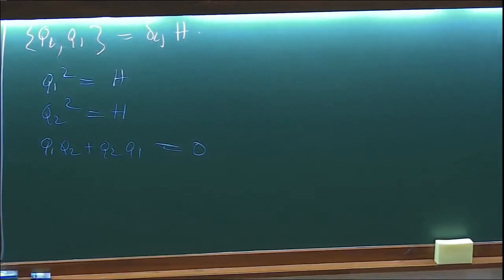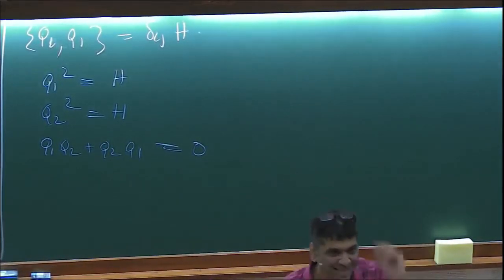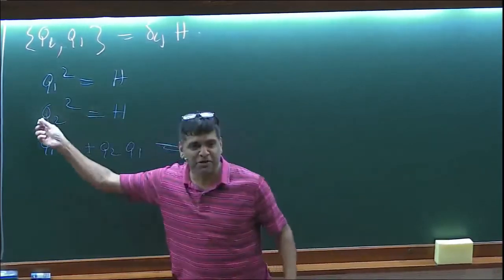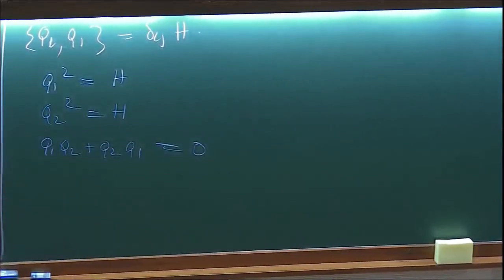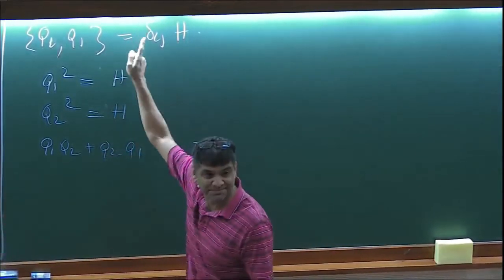It's delta ij, so the right-hand side is 0. Excellent. What? No, not 2 delta ij, delta ij. You see, this plus minus is neither 1 nor 2. Q plus is Q1 plus iQ2. Q minus is Q1 minus iQ2. So it gets contribution from Q1 squared and Q2 squared. So it's a negative factor of 2 here compared to the factor here. So this is really delta H.